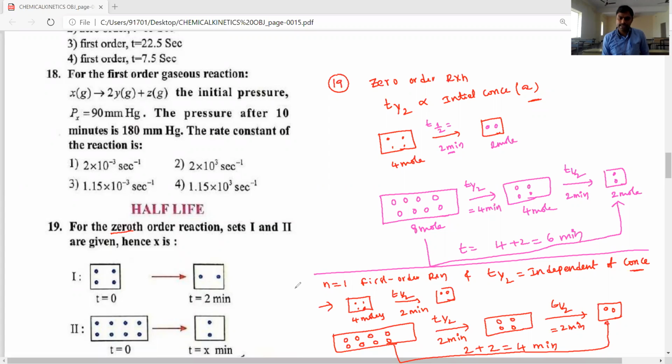See, I did another question also. The same question I showed for zero order reaction and first order reaction, but in this question they asked for a zero order reaction how much time it takes. This time is 6 minutes. Total 8 is converted into 2, it takes 6 minutes. But if the same reaction is proceeding as a first order reaction, how much time does it take? Only 4 minutes.